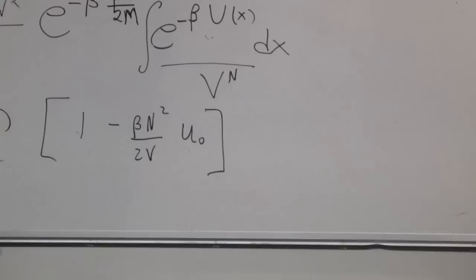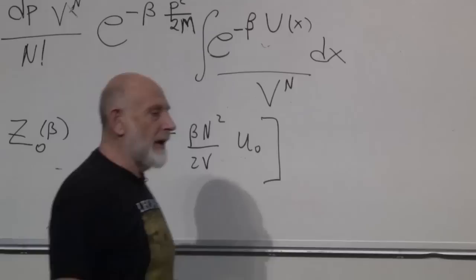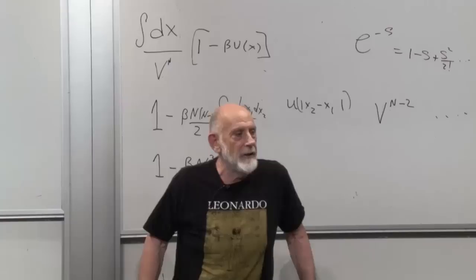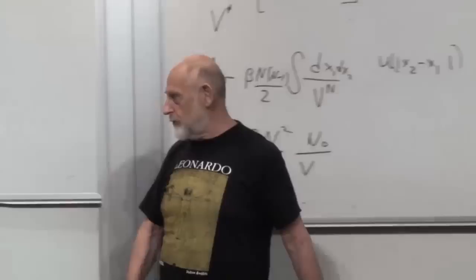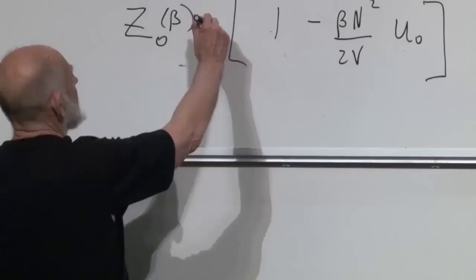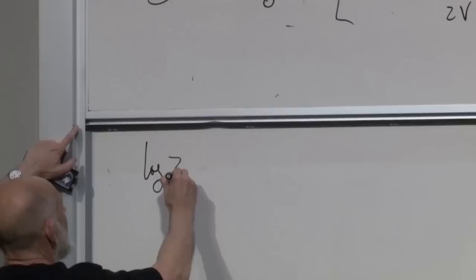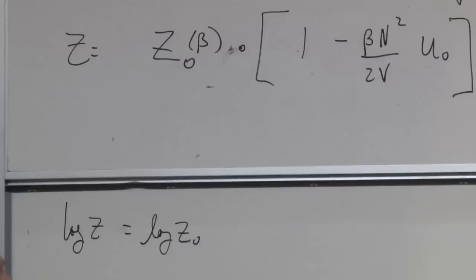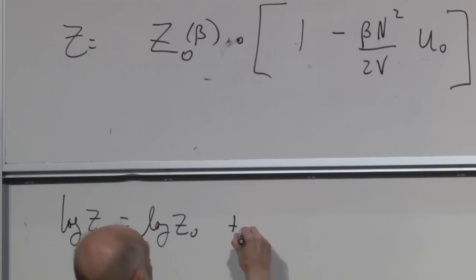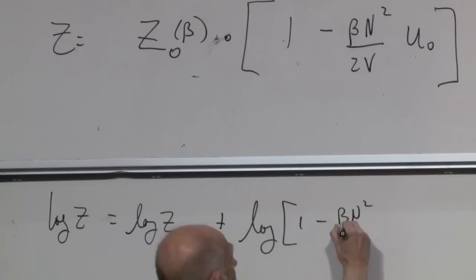What do we want to do with this? Well, again, we go on autopilot. Everybody knows that what you do with a partition function is you take its logarithm. All the interesting formulas are about logarithms of the partition function. So let's take its logarithm next. Oops, no, times. This is z equals. So log of z will first of all equal log of the original partition function for the ideal gas. We're never even going to really need it because we're really just considering the corrections, plus logarithm of 1 minus beta n squared over 2v times u naught.